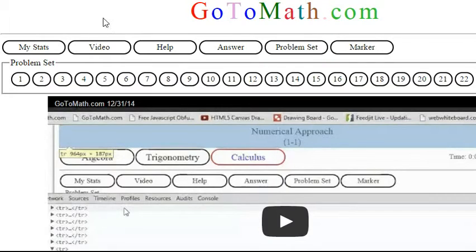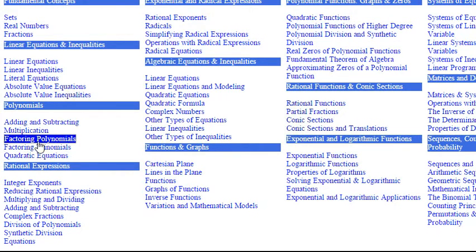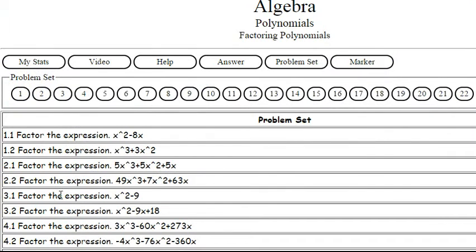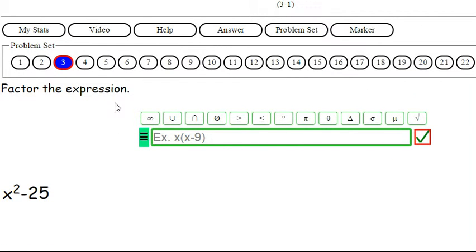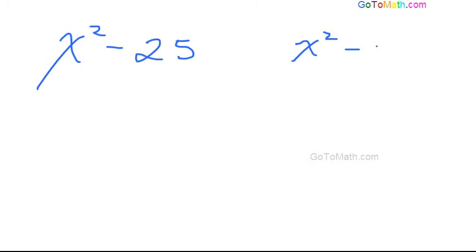Alright, we're over here at gotomath.com, working some algebra. Let's go down to factoring polynomials. And we are doing 3.1, it looks like. Factor the expression. So we have x squared minus 25. Now this is going to be the difference of two squares, and there's a formula we can actually follow.